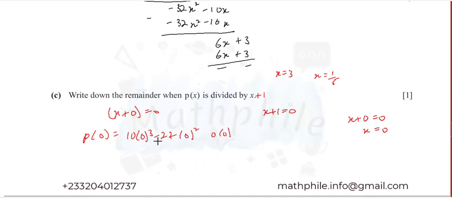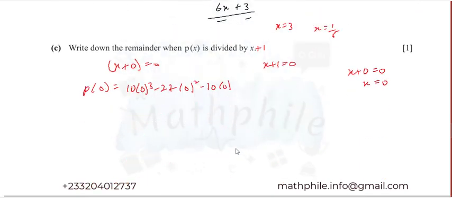So minus 10, then finally plus 3. So p of 0 is going to be equal to 3, and the remainder is 3.